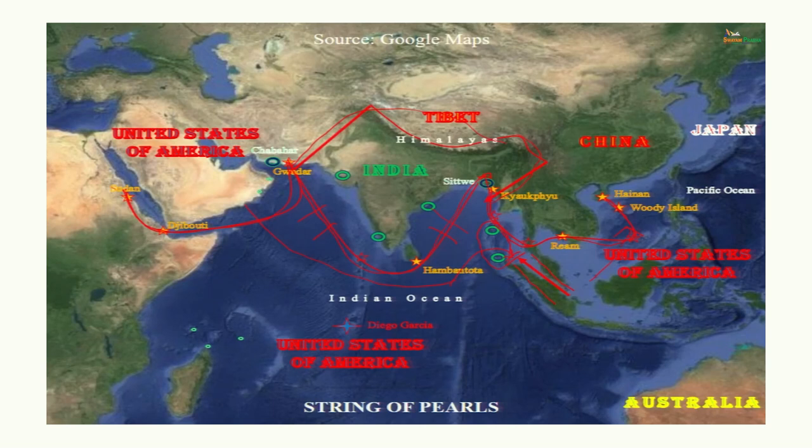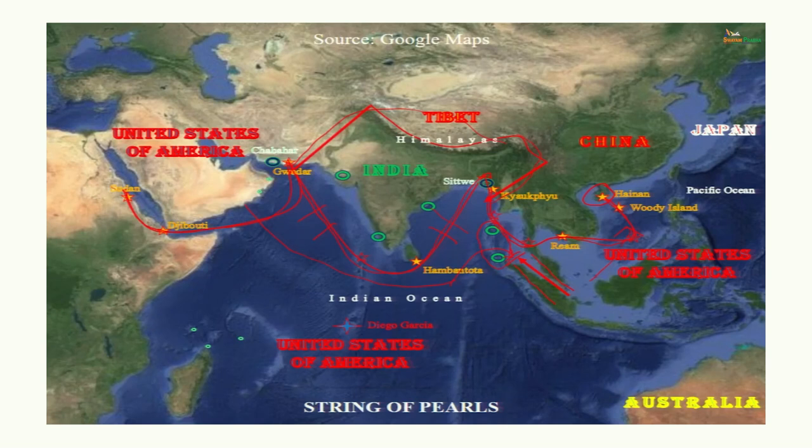So, what are these pearls? The pearl starts from Hainan. Hainan is a province in China. So, this is sovereign Chinese territory. It has a submarine base. If you remember, in the last lecture I mentioned the EP3 incident in 2001 when an American aircraft had to land in the island.